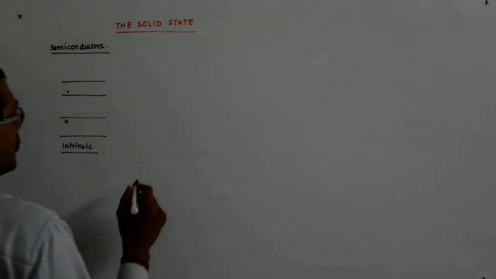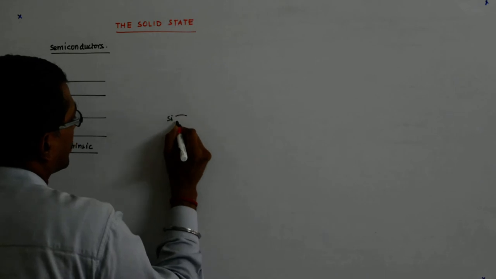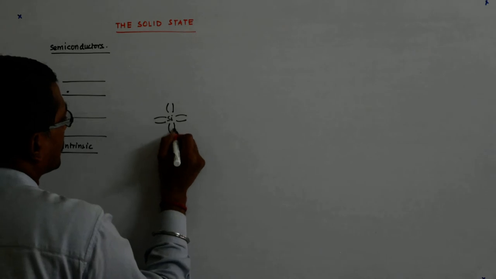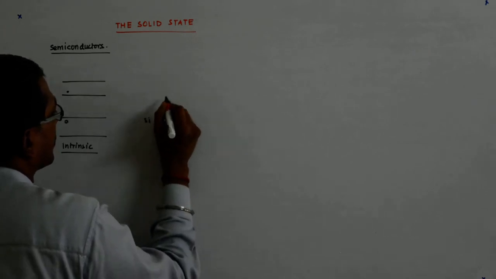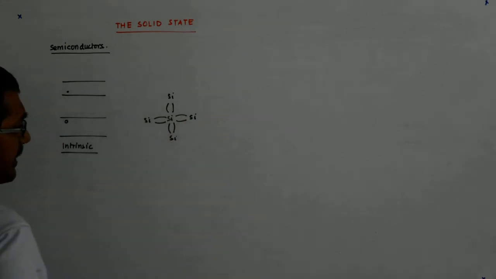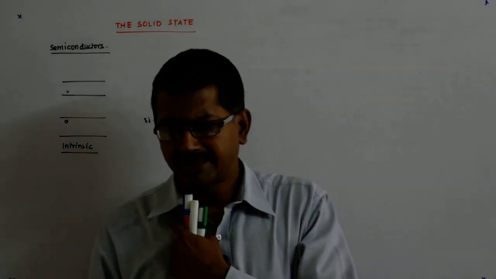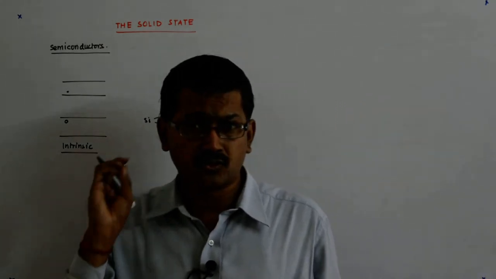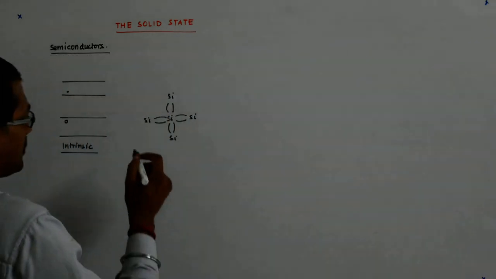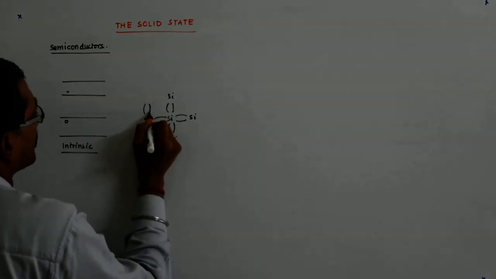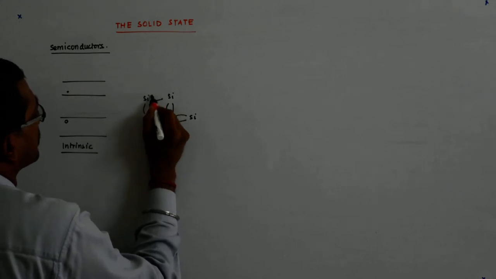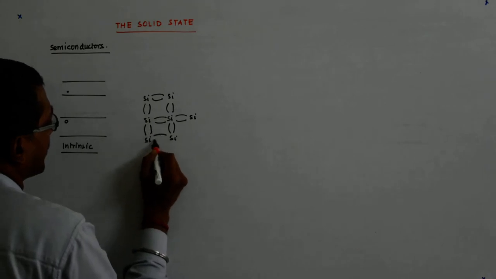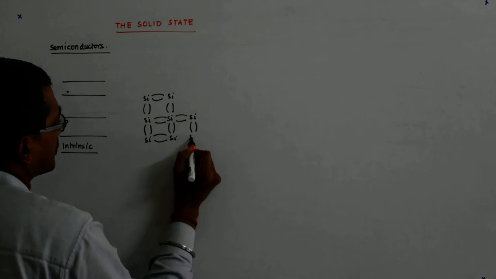Now, what do I mean by hole? Let me make it clear. So if this is silicon, they are covalently bonded and they are tetravalent. Okay, so four shares with four others to get an octet. So this is how your silicon matrix looks like.